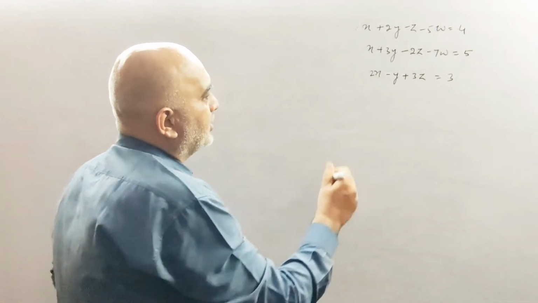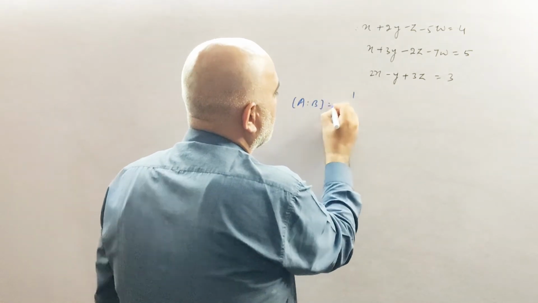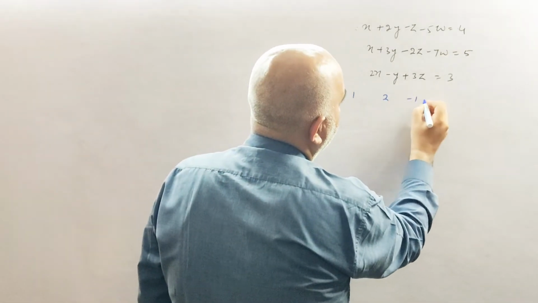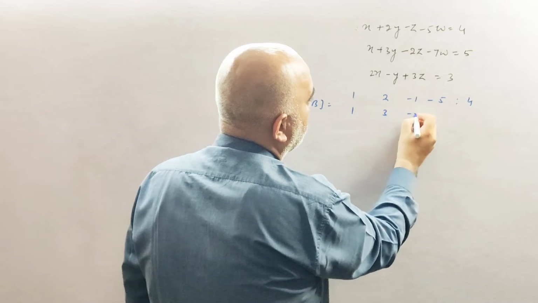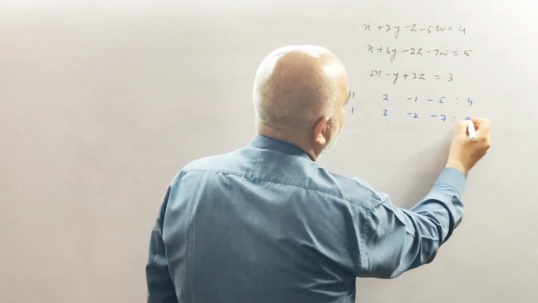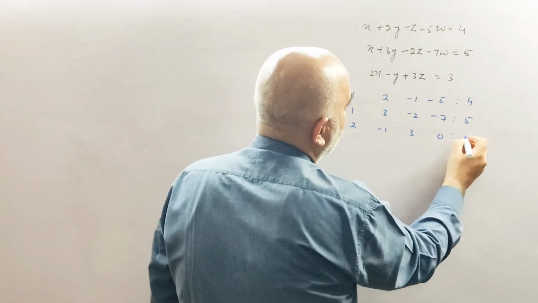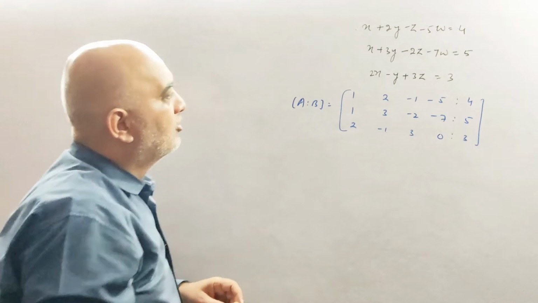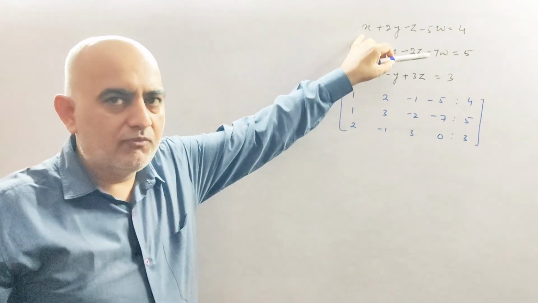In this third example, we have again the augmented matrix AB, which is written in the form of 1, 2, -1, -5, and 4, 1, 3, -2, -7 with 5, 2, -1, 3, 0 with 3. Right? Here again, we have three equations but four variables, right? Three equations with four variables.